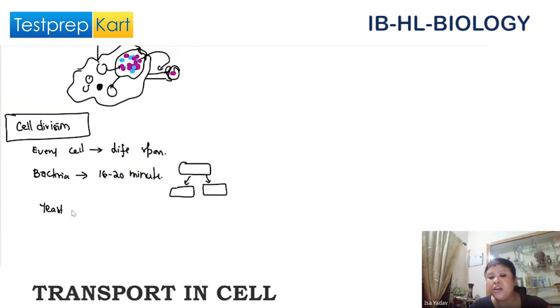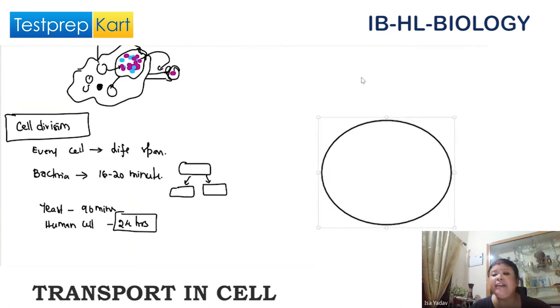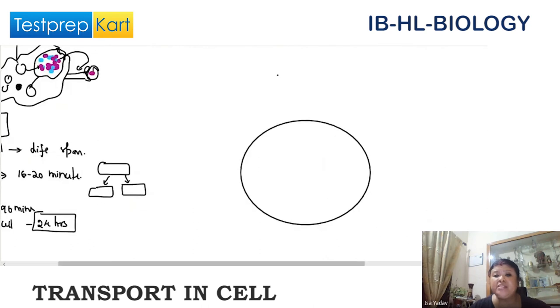Yeast will divide in 90 minutes, whereas a human cell will divide in 24 hours. Every cell will carry out its function and will divide after every 24 hours. So that we call it a life cycle. The entire life cycle of a particular cell is divided into various phases. So let us see the different phases.